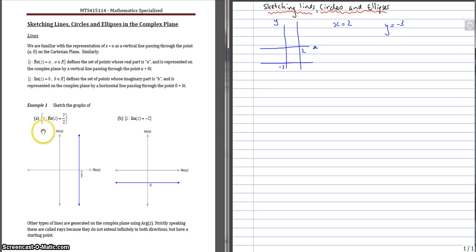So our example here, sketching the graph of the real part of z, which equals 7/2. It just represents a line which is parallel to the imaginary axis, because it's saying it's a set of complex numbers whose real part is 7/2. Whatever the imaginary part is, that's irrelevant. So Re(z) equals 7/2 is a vertical line passing through 7/2 on the real axis.